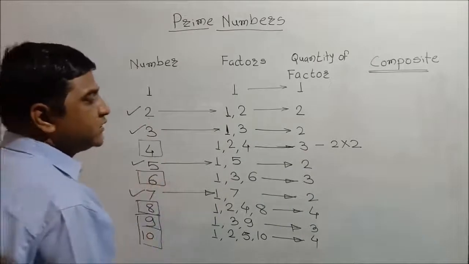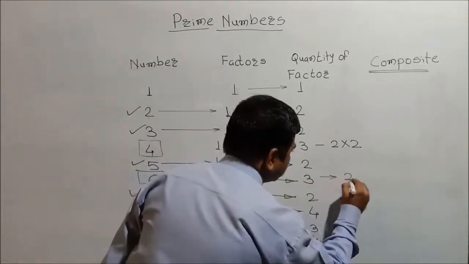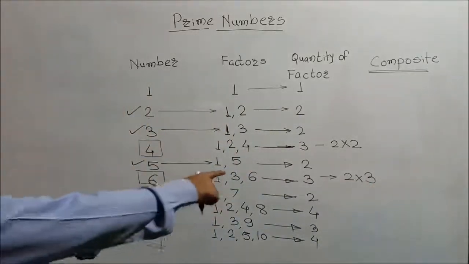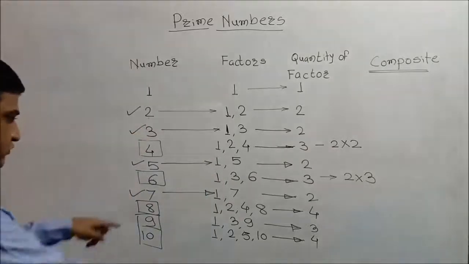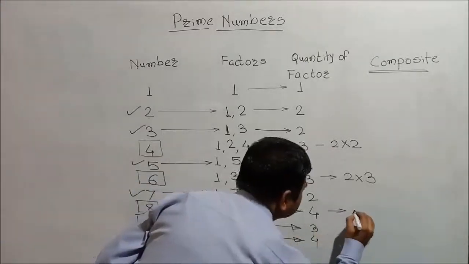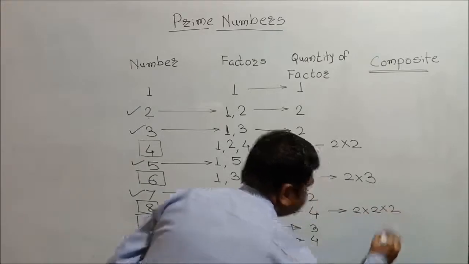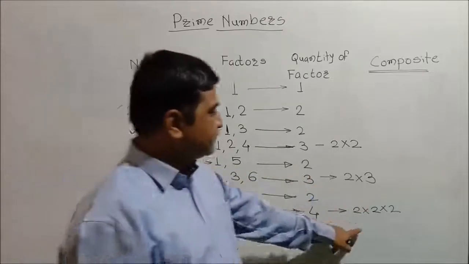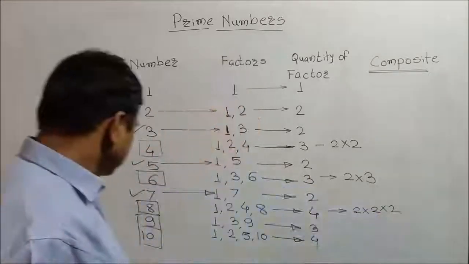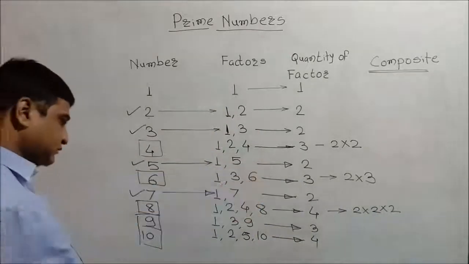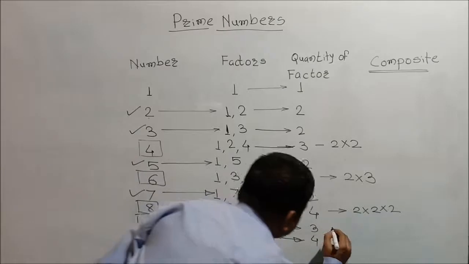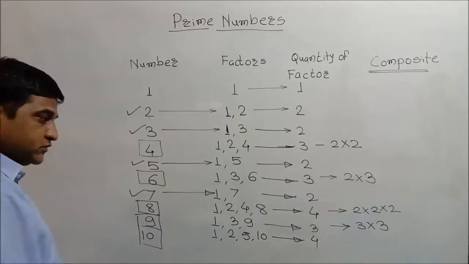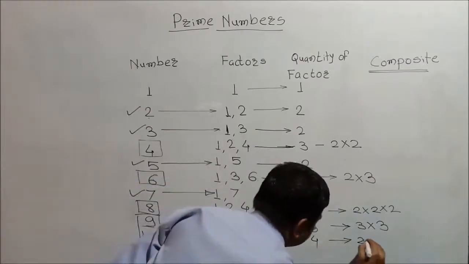Let's go for 6. 6 can be shown as 2 multiplied by 3. Again, 2 and 3 are prime numbers. Let us go for 8. Well, 8 can be shown as 2 multiplied by 2 multiplied by 2. Again, all the numbers are prime numbers. So 2 multiplied by 2 is 4, 4 multiplied by 2 is 8. What about 9? 9 can be shown as 3 multiplied by 3. Again, 3 and 3 both are prime numbers. What about 10? 10 can be shown as 2 multiplied by 5.